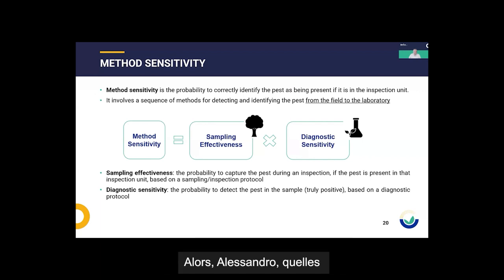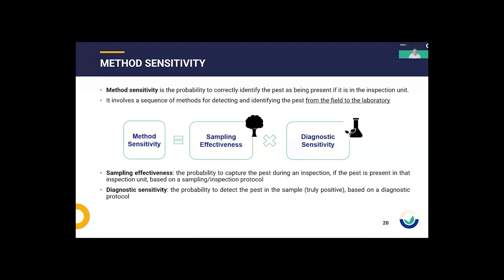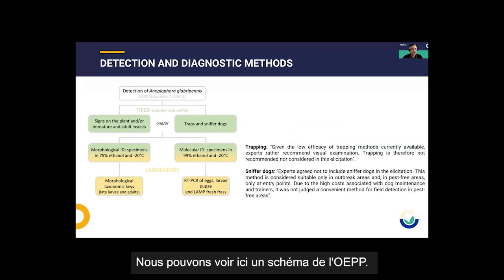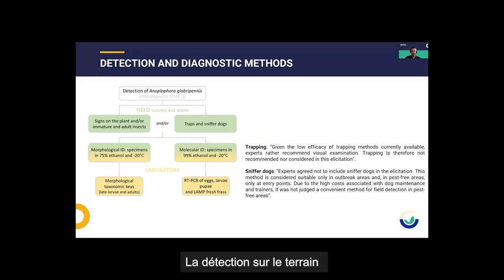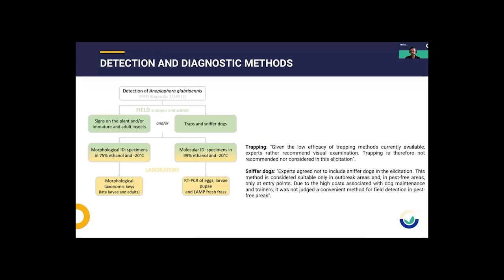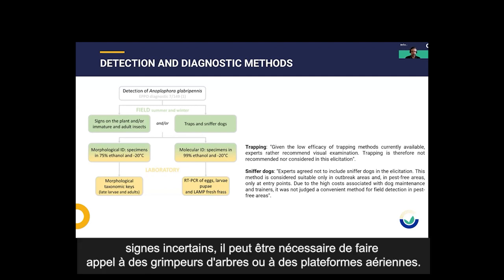So, Alessandro, which are the detection and diagnostic methods that we can use for this pest? Yes, we can see a scheme by EPPO. Field detection mainly relies on visual inspection of host trees. Monitoring should be carried out with binoculars, and in cases of uncertain signs, tree climbers or aerial platforms may be required.